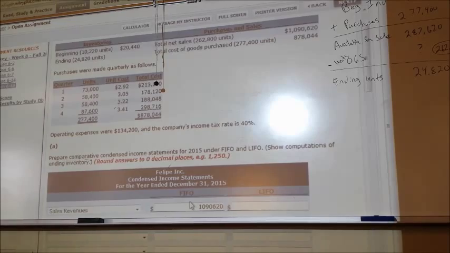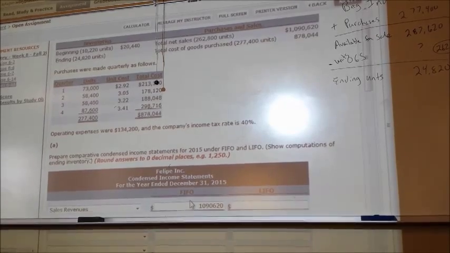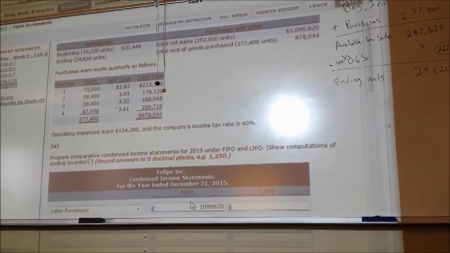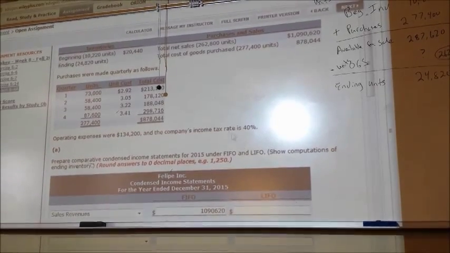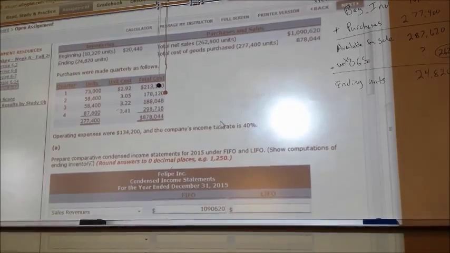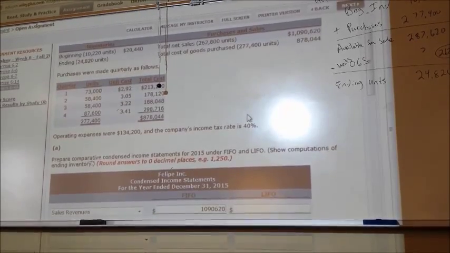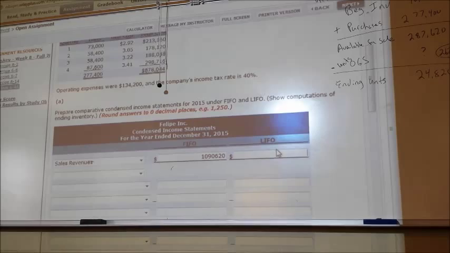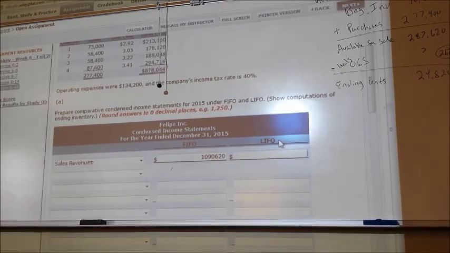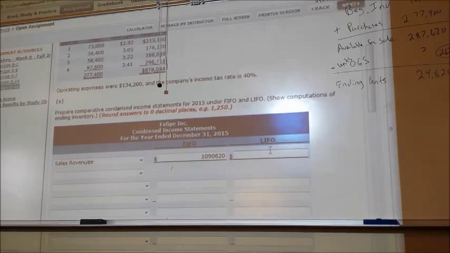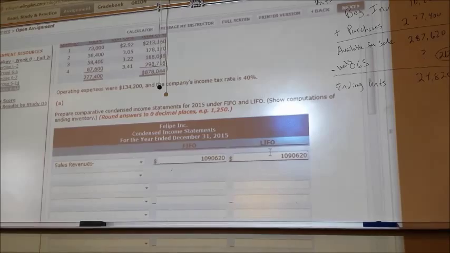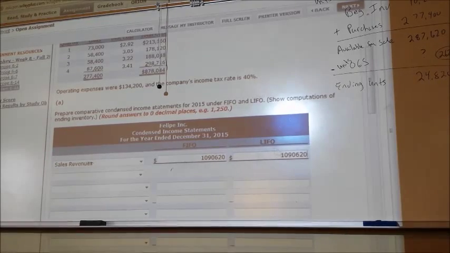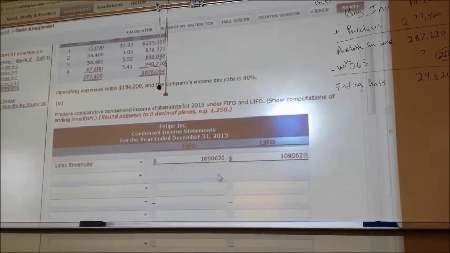Now when I do this problem, I'm going to be focused mainly on the FIFO numbers. But where possible, I'll go ahead and put in the LIFO if I don't have to do any separate figure. Would my sales figure be the same, or different using LIFO? Same. It doesn't matter what method I use when I sell them. I still brought in $1,090,000.